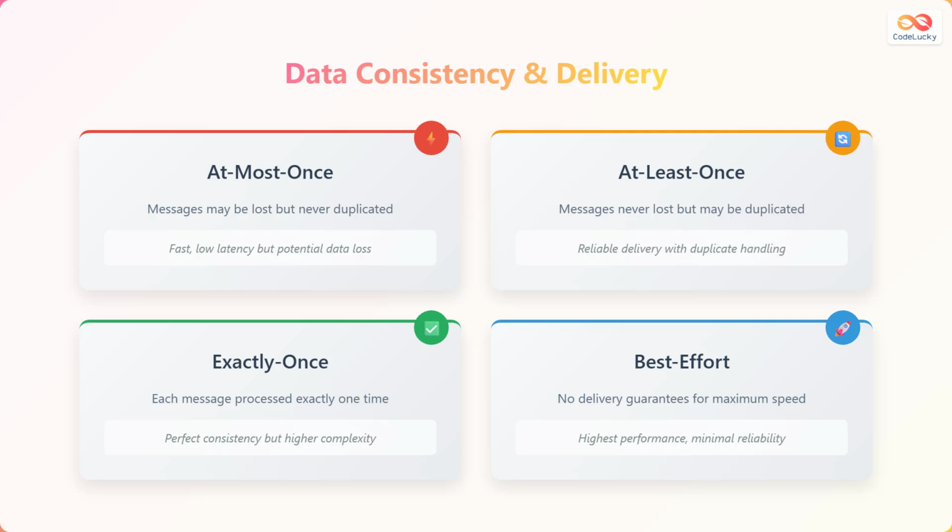Then there's exactly once delivery, where each message is processed exactly one time, offering perfect consistency but increasing complexity. Lastly, there's best effort delivery, where no delivery guarantees are made for maximum speed, which means the highest performance but minimal reliability.